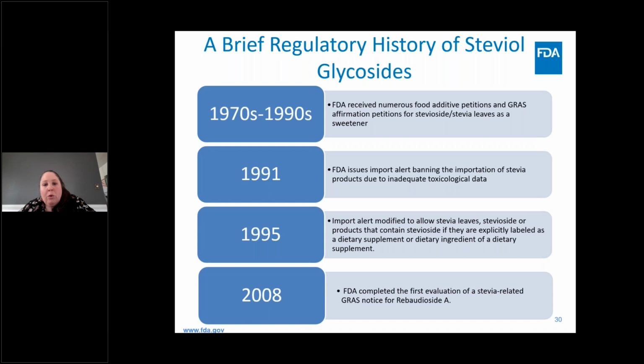But in 1994, Congress passed what was called the Dietary Supplement Health and Education Act. And this resulted in FDA modifying the import alert in 1995 to allow Steviol glycoside products into the US, provided that they were explicitly labeled as a dietary supplement. So you still could not import Steviol glycosides for food ingredients. 13 years later, in 2008, the FDA completed its first evaluation of a stevia-related GRAS notice for rebaudioside A.